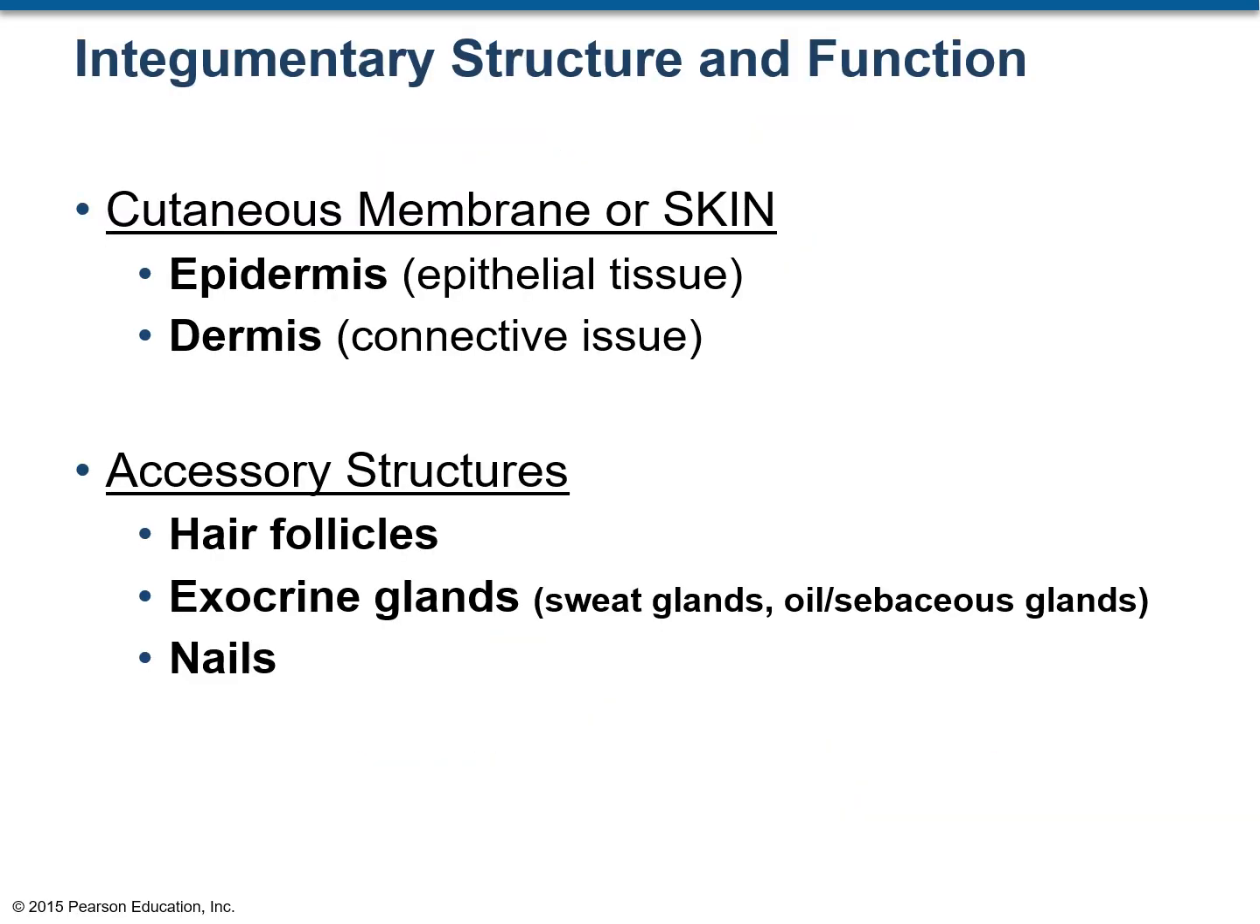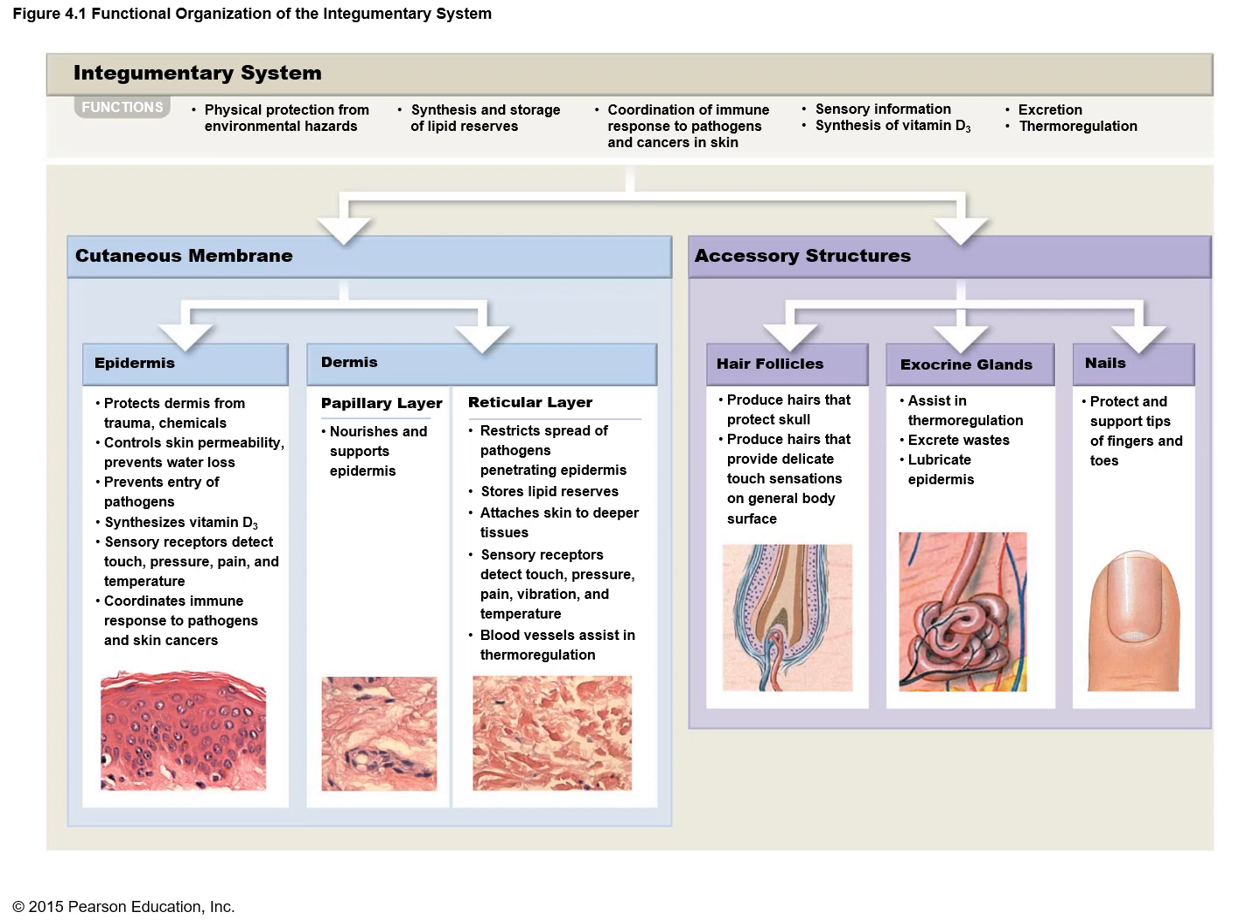The integumentary system consists of the skin and various accessory structures. The skin is also known as the cutaneous membrane, and it includes a layer of epidermis, which is superficial, and dermis, which is deep. Epidermis is made up of epithelial tissue while dermis is made up of connective tissue. The accessory structures include hair, nails, and the exocrine glands present in the skin, such as the sweat glands and oil, or sebaceous, glands. This figure summarizes the components and the main functions of the integumentary system.